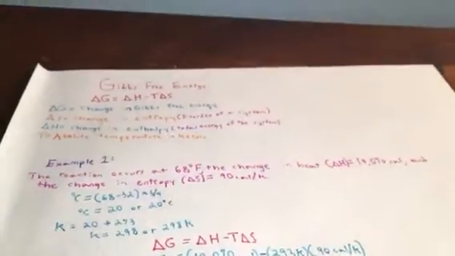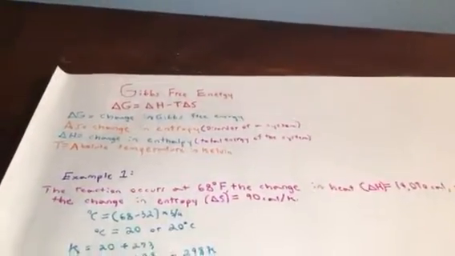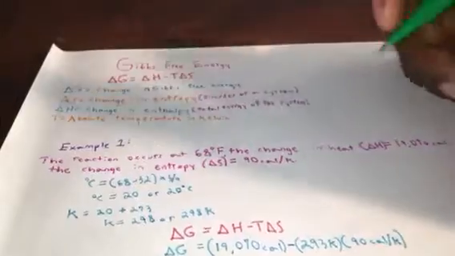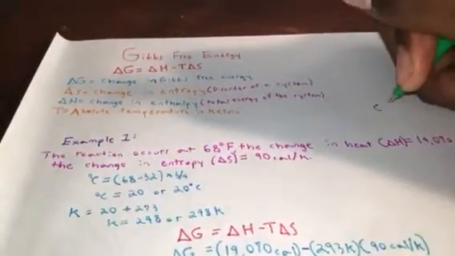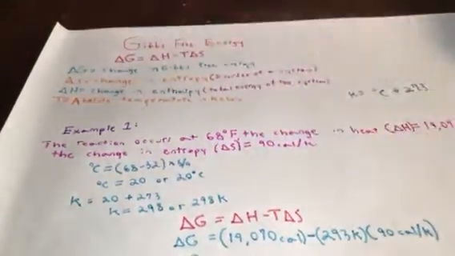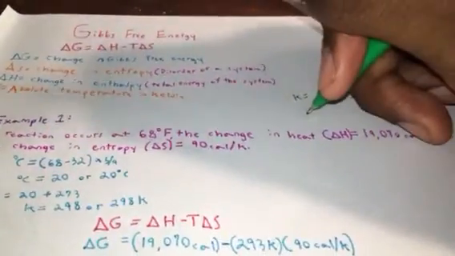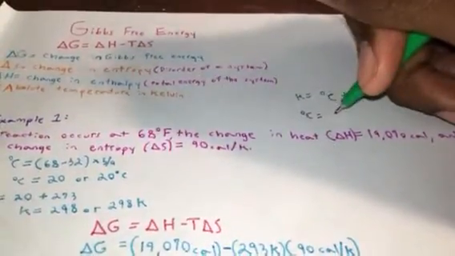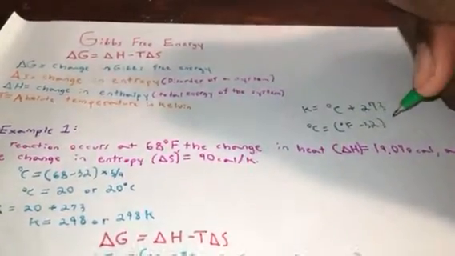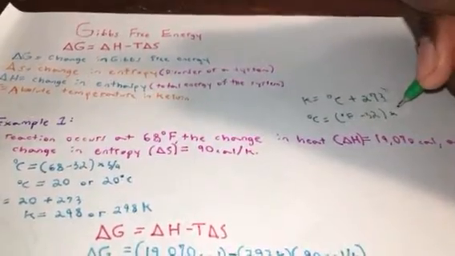For those of you who don't know how to convert Celsius to Kelvin, or Fahrenheit to Celsius and then to Kelvin, I showed you in the examples, but I'll write it down on the side. To convert Celsius to Kelvin, it's Celsius plus 273, and to convert Fahrenheit to Celsius in order to get Celsius to Kelvin is this, times 5/9.